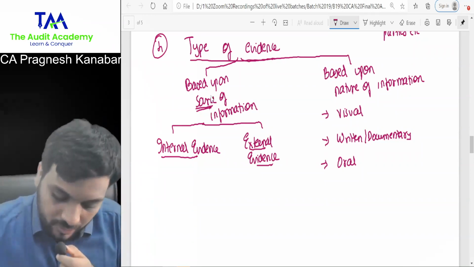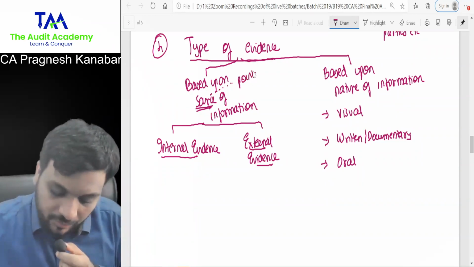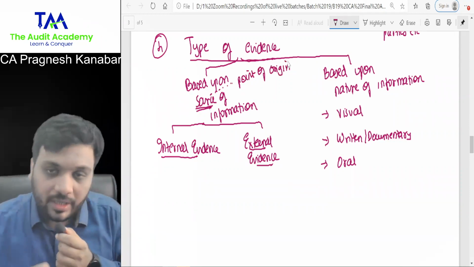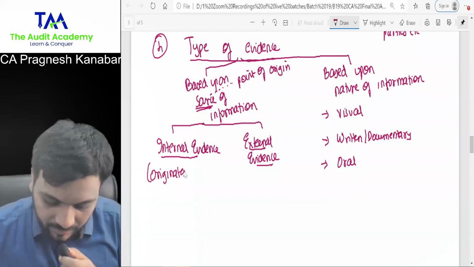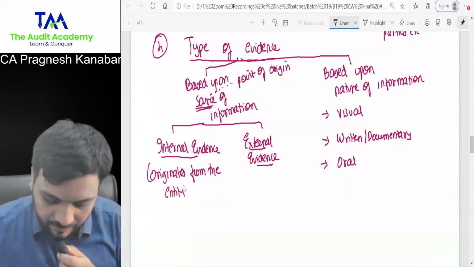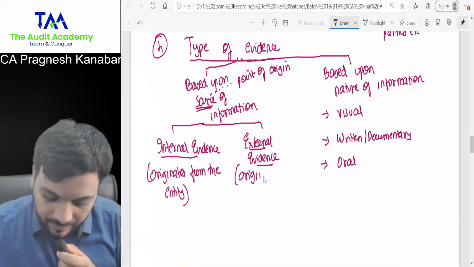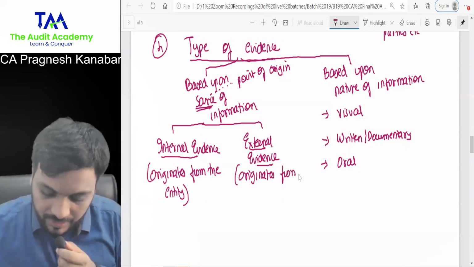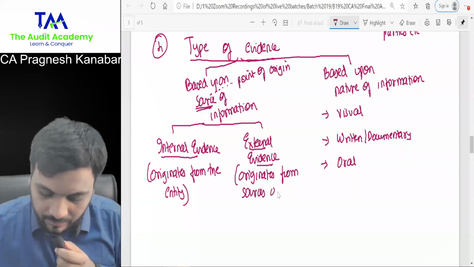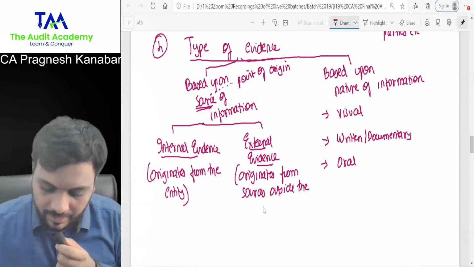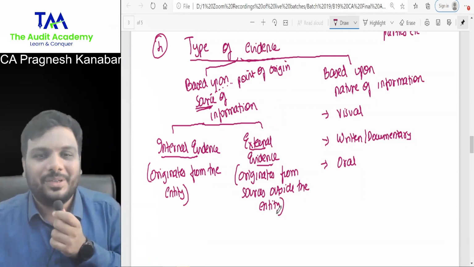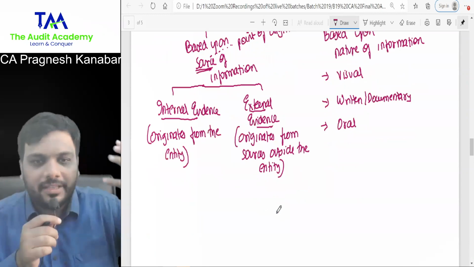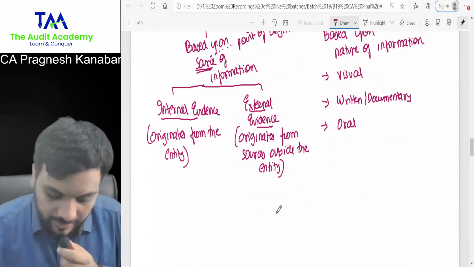You have to focus on source. That is point of origin and not the point of current location, correct? So internal evidence is something that originates from the entity, and external evidence is something that originates from sources outside the entity. See, if these words are not clear, how will I teach you audit subject? Because we have to do bare essays. For that, you need to be a master. All right. So internal evidence.